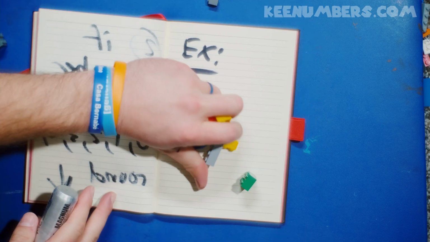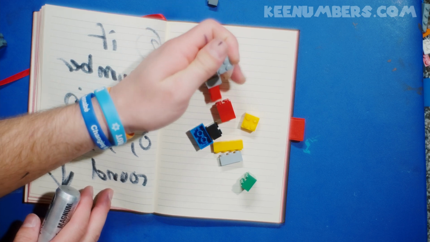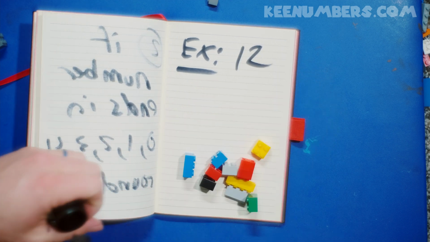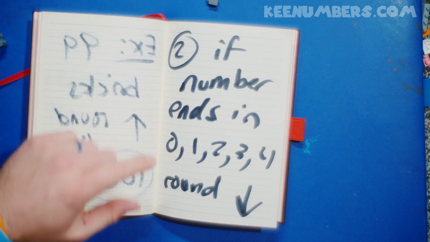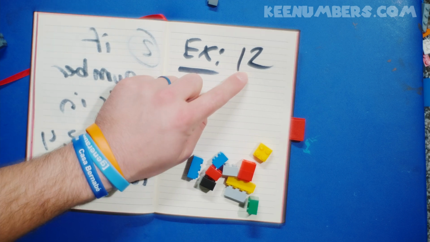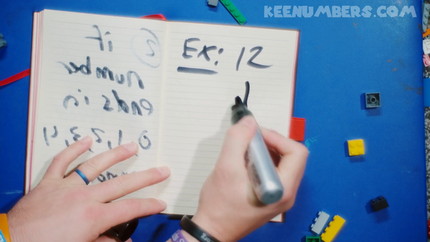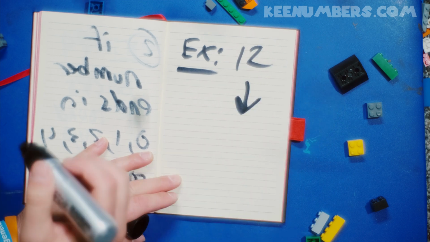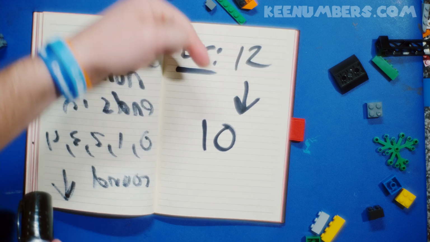Let's say you have 1, 2, 3, 4, 5, 6, 7, 8, 9, 10, 11, 12. If you have 12 bricks, well, the number ends in 2, so the rule says if you're estimating by rounding here, you're going to go down to the nearest 10. So what's the nearest 10? It's not 20, you round down. The nearest 10 here that you round down to is just that, 10, because it ends in 2, so we go down.